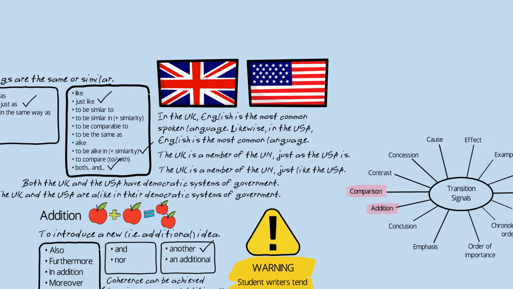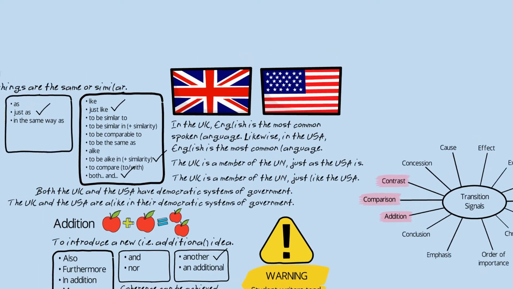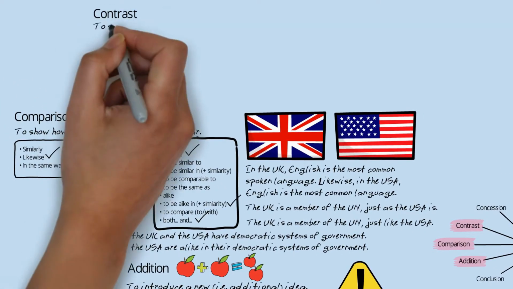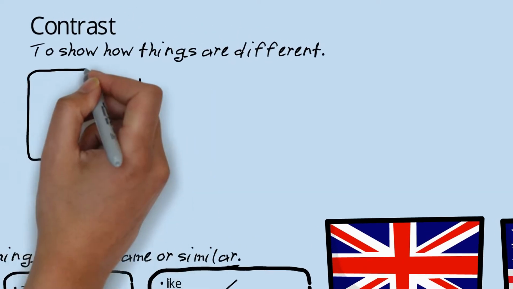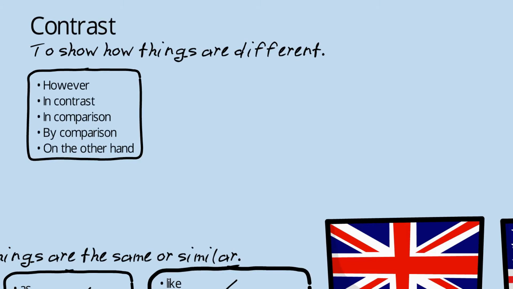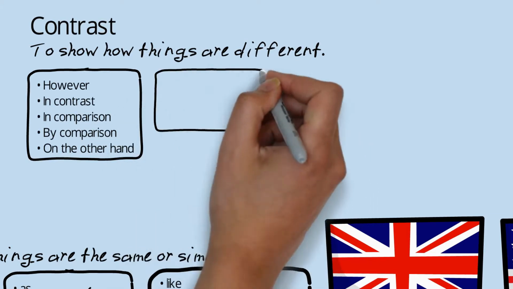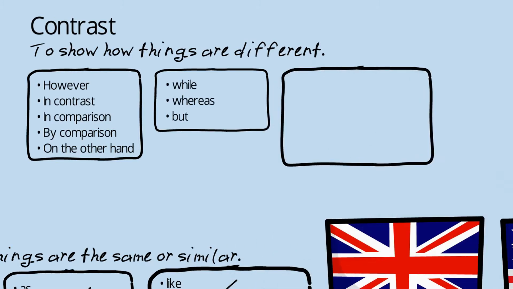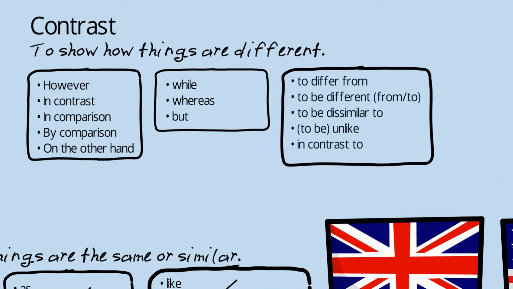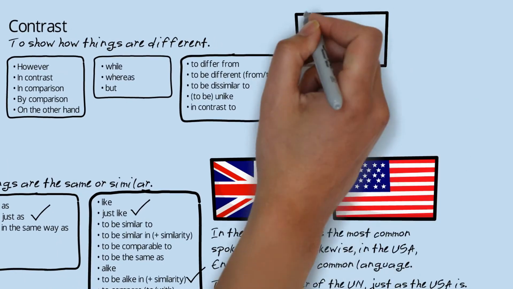Next, contrast transitions. So contrast transition signals are used to show how things are different. So these are some sentence connectors. However, in contrast, in comparison, by comparison, on the other hand. These are some clause connectors to show contrast: while, whereas, but. And these are some other transition signals: to differ from, to be different from, to be dissimilar to, to be unlike, in contrast to. Let's again look at some examples.